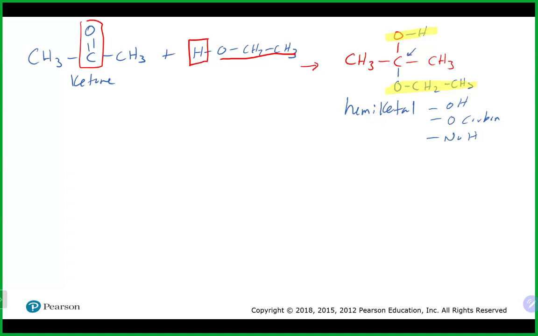Question on that there. Now, as you could probably imagine, just like our other guy, we could add a second alcohol to this guy and we will get something that will occur. So if we take our hemiketal here and we add one more alcohol to it, we'll add the same alcohol, why not?